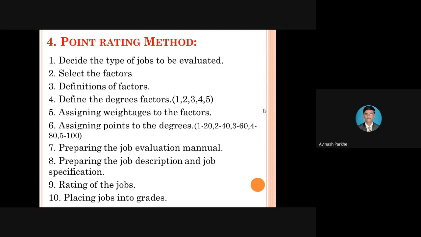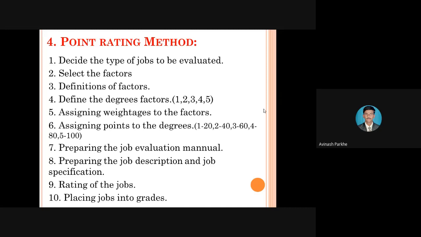From 1 to 10, it indicates the implementation steps of the point rating method, and this is a very important method which is mostly used in various types of industry because it has good acceptability and good accuracy as compared to the other methods. So mostly we use this method in industry. So why is it called a quantitative method? Because the final output you will get in the form of quantity.